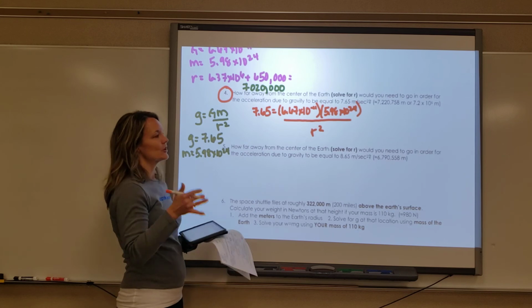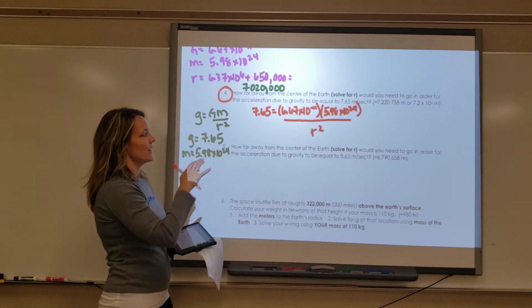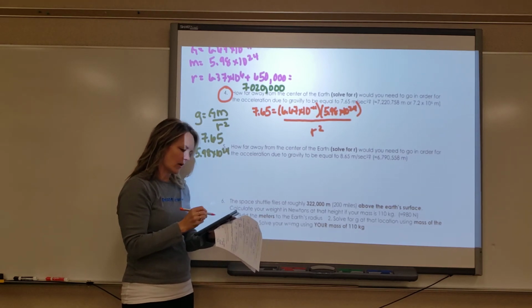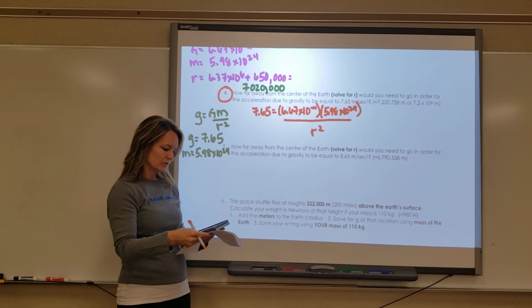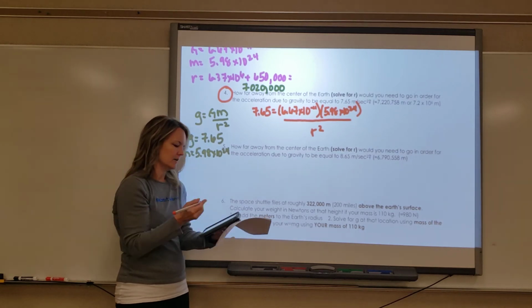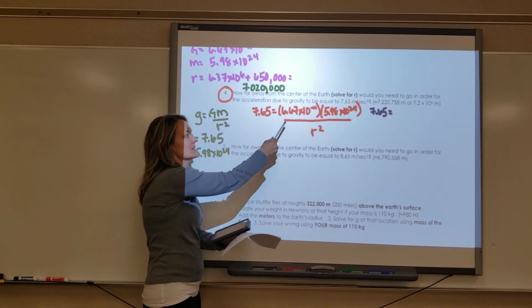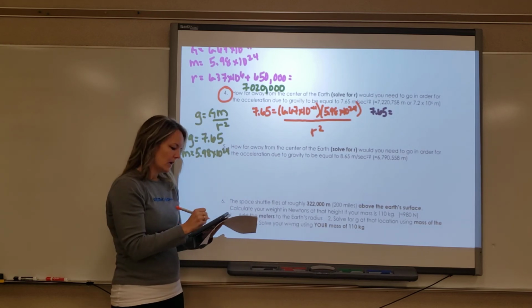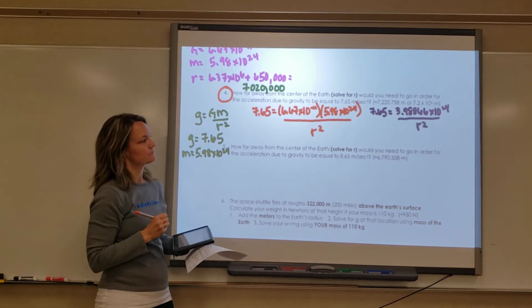Okay, so first thing that I do, I multiply these two numbers. You can multiply them out like that, or you can go alpha G times alpha M. When you do that, I'm just going to kind of reposition my equation. I have 7.65 equals, these two multiplied by each other, I get 3.98866 times 10 to the 14th. And that is over r squared.